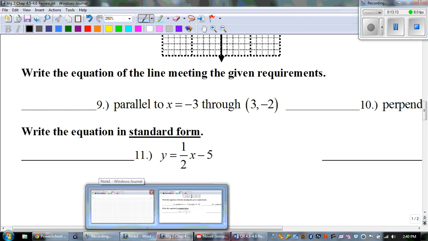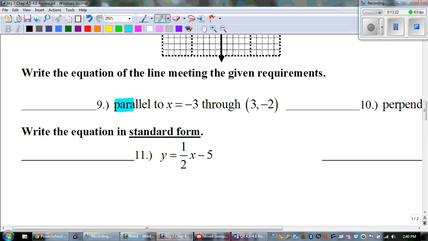Okay, so write the equation of the line meeting the given requirements. I want a line that is parallel, okay? So parallel, same slope, to x equals negative 3. Well, if it's parallel to x equals, that's a special case. So what does x equal over here? Yeah, x equals 3. So guess what? Parallel, undefined slope is only x equals. So all we do is steal the x, and x equals 3.